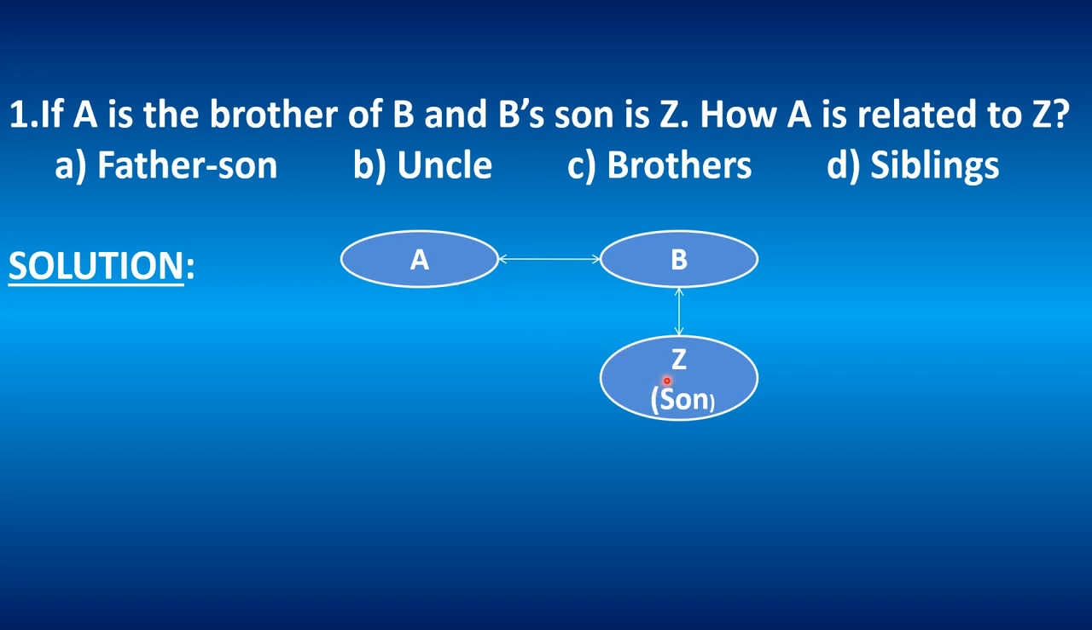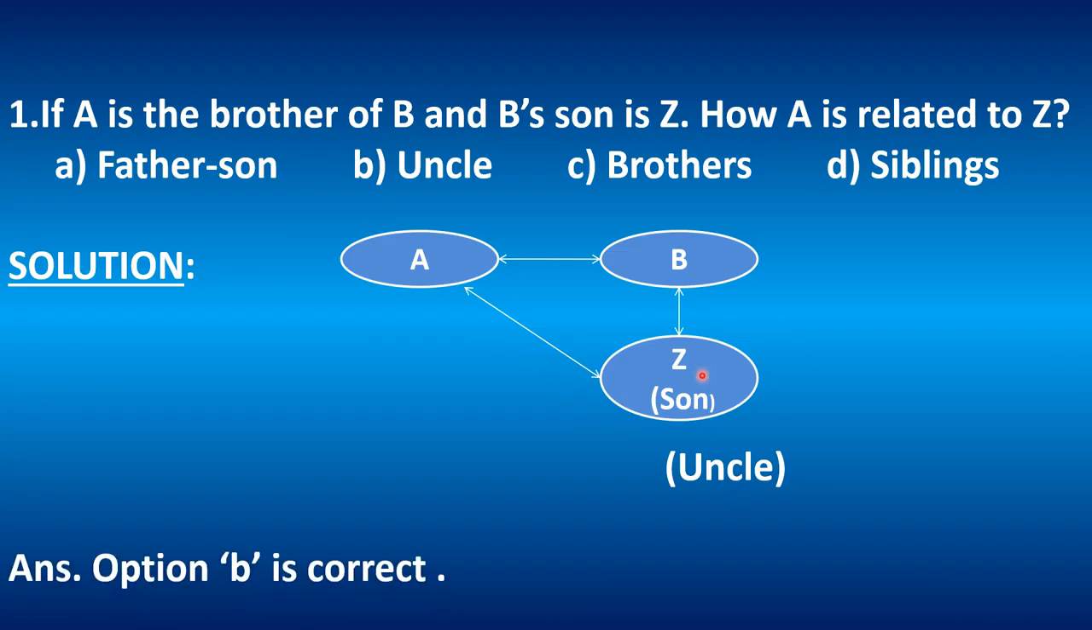So Z जो है वो B का बेटा है और B का भाई कौन है? A. तो इन दोनों का रिलेशन क्या हो जाएगा? अंकल. Z जो है उसके अंकल कौन है? A. Understood बेटा? How A is related to Z? That is A is the uncle of Z. Understood? So option B is correct.